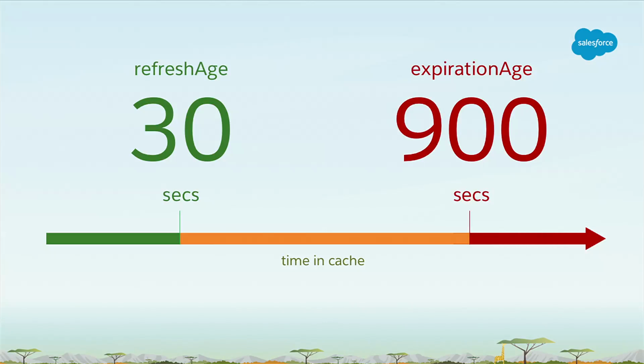And now if you make that call over 900 seconds later, which is 15 minutes, then I'm not even going to look at the cache. I'm going to completely ignore the cache because I'm going to say this is probably stale data. I don't want to look at it.